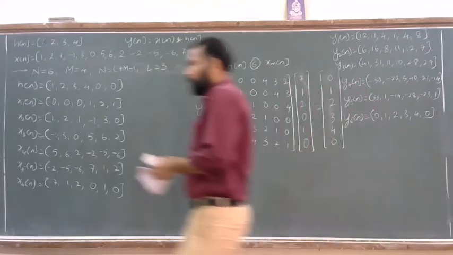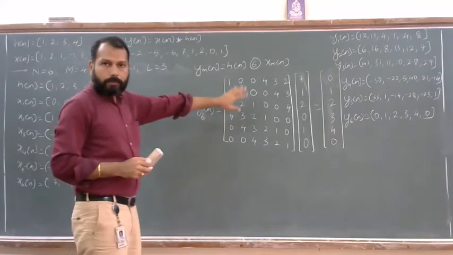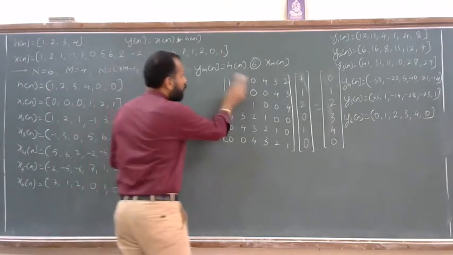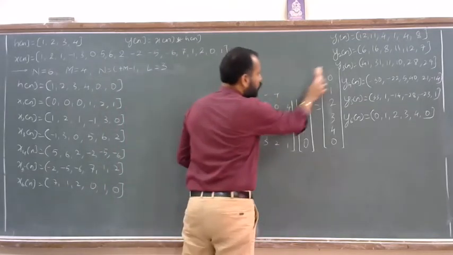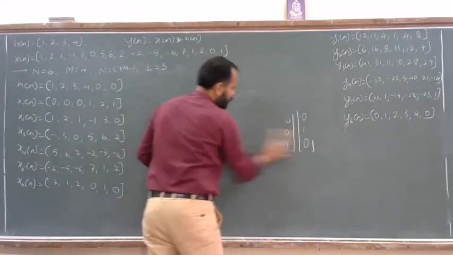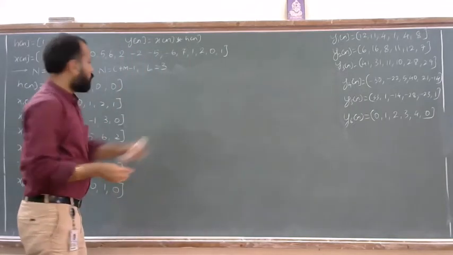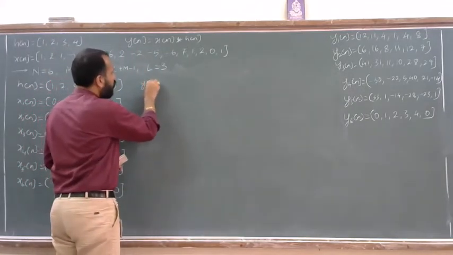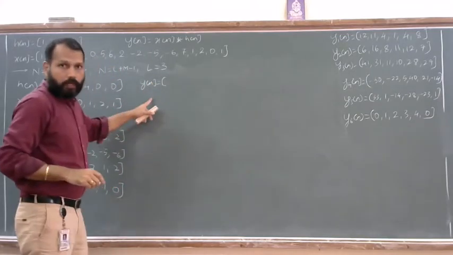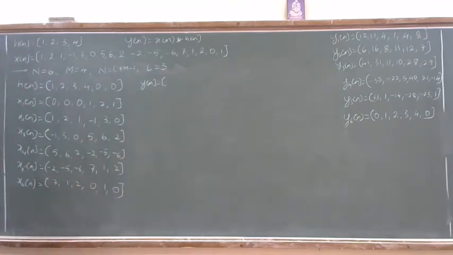Okay? Now is this okay? Now we'll have to combine all of these output blocks so that we'll get the overall output of the system y of n. Now to combine the overall output blocks, what did we follow? What was the procedure?